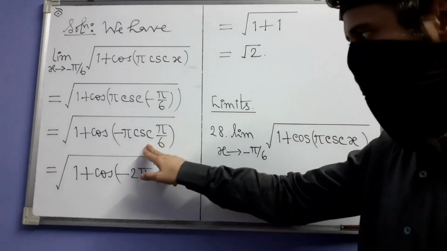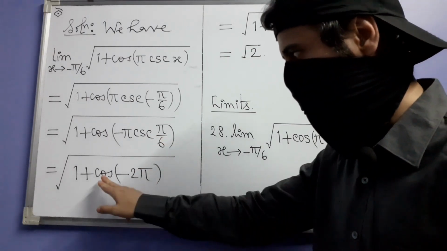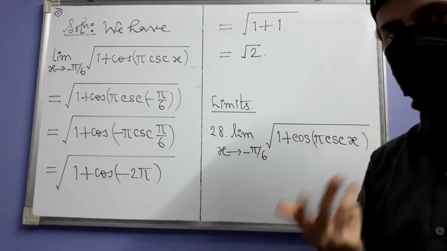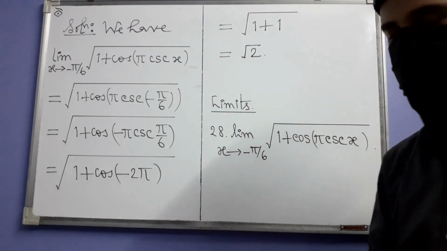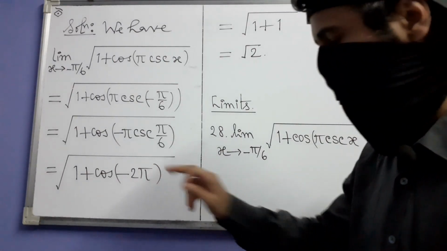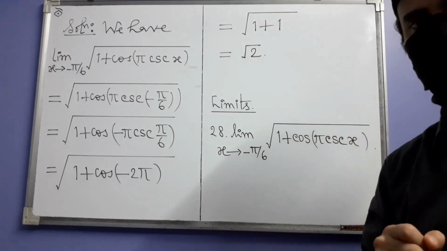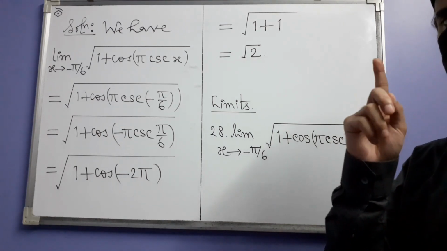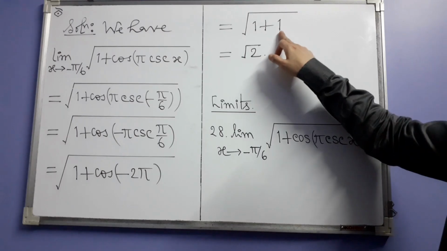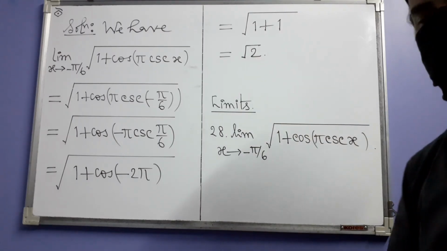Now unlike cosec, which is an odd function, the cosine function is an even function. We know this. And that is why cos minus 2 pi is equal to cos 2 pi. And cos 2 pi is 1. So that's how we have 1 here and the answer is root 2.